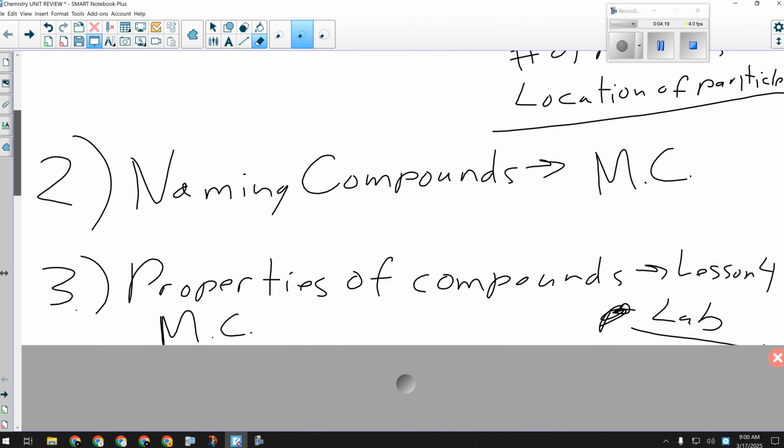Okay, properties of compounds. We did a lab on properties of compounds. We tested a bunch of unknowns and we figured out what their identities were based on their physical properties. Expect there will be some multiple choice questions about that. So definitely go over lesson 4 and your lab.